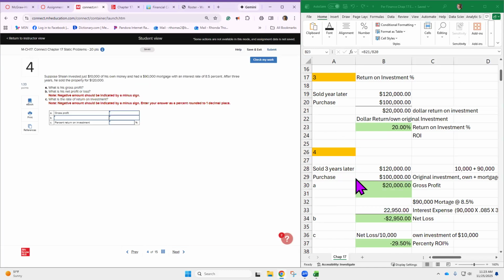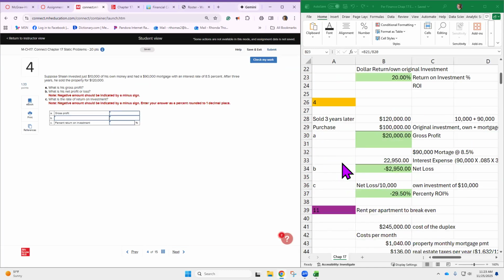Okay. Number 4. It says, suppose Shane invested just $10,000 of his own money and had a $90,000 mortgage with an interest rate of 8.5%. After 3 years, he sold the property for $120,000. What is his gross profit? Okay, let's write it down and see if we can figure this out.